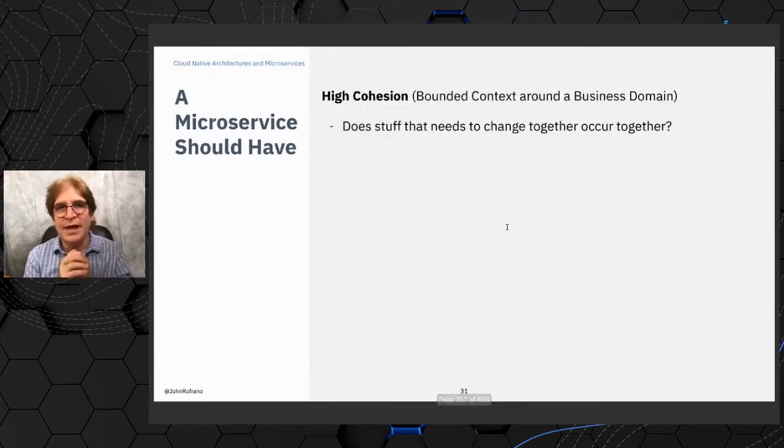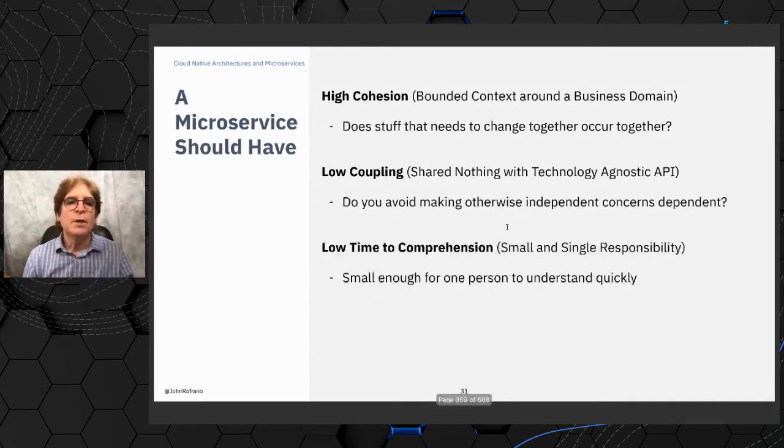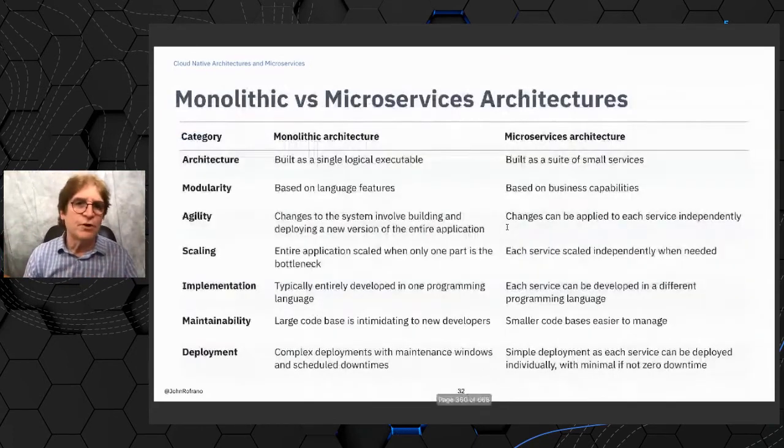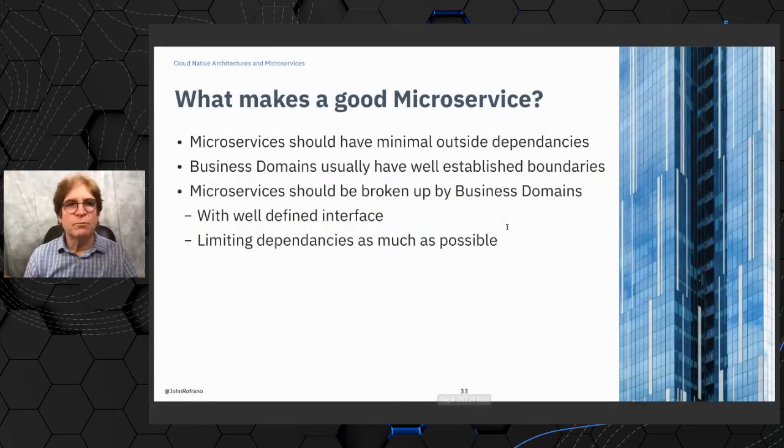So you want these to have high cohesion, right? They have a bounded context, they go together. Low coupling, they don't know too much about each other, and low time to comprehension, right? It's not a lot of code that a developer has to understand to figure out what this function does. And so again, just like the clash in DevOps, instead of building a single big thing, it's a suite of small things. And instead of the entire application scaling, you're scaling much smaller pieces.